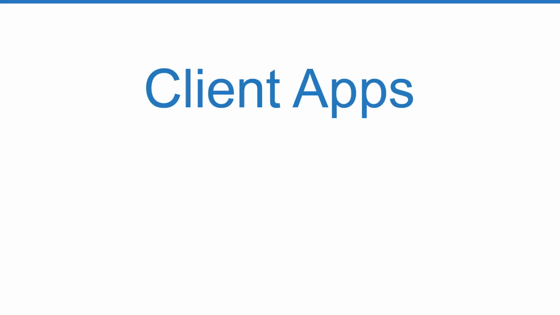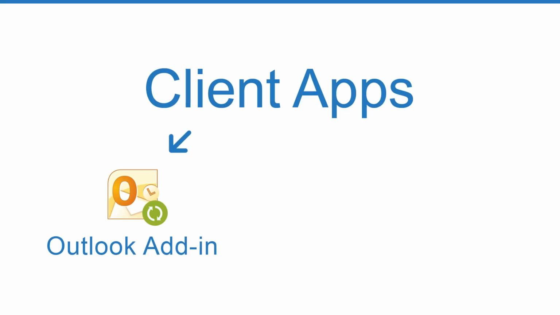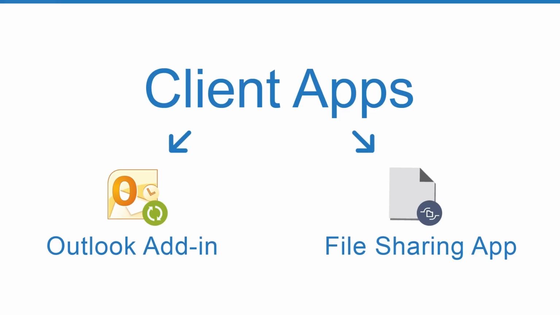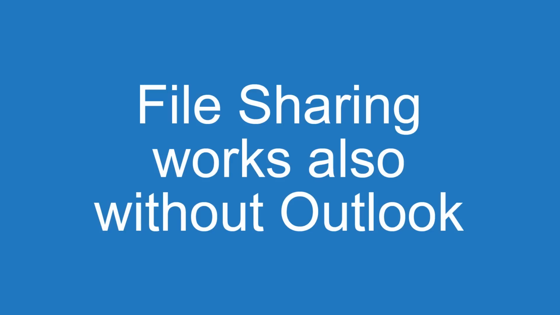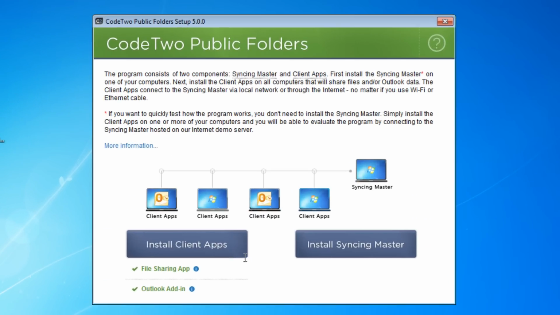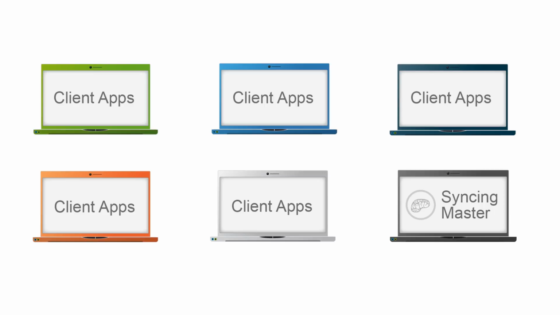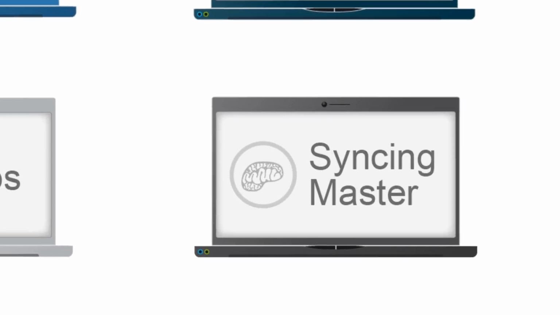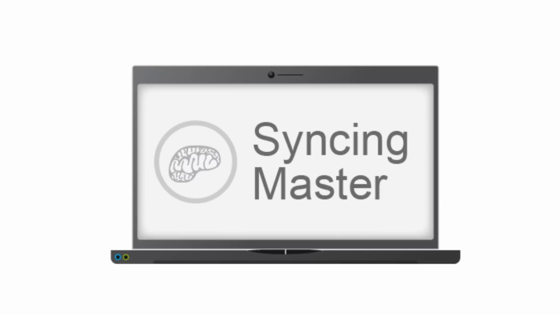Now it's time for the client apps. This tool comprises the Outlook add-in that will communicate with the Syncing Master and share your Outlook data, and the file sharing app, which will let you share files from your computer. If you don't have Outlook on board, you can still install the client apps and the file sharing feature will be available. So now run the same installer and install the client apps on each machine. Answering your question, yes, you can also install the client apps on the same computer that hosts the Syncing Master.